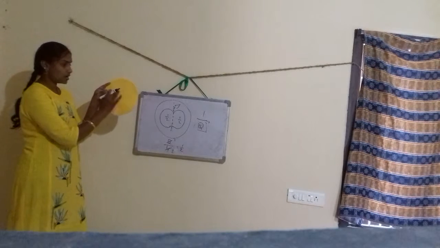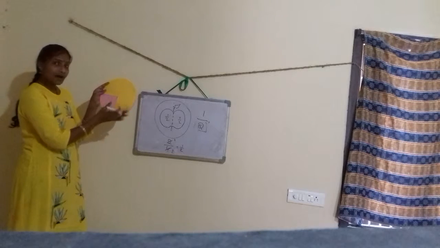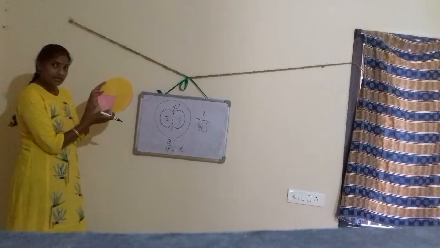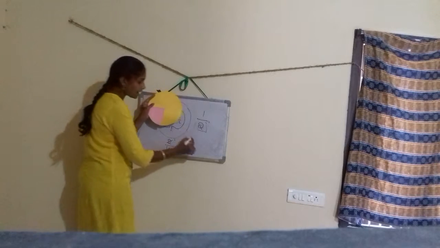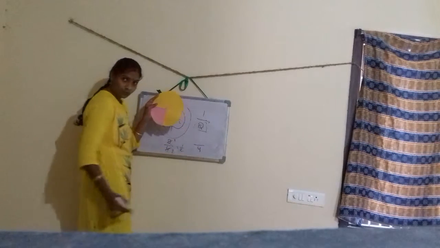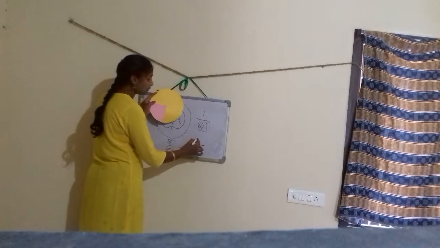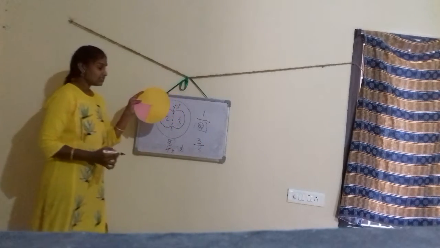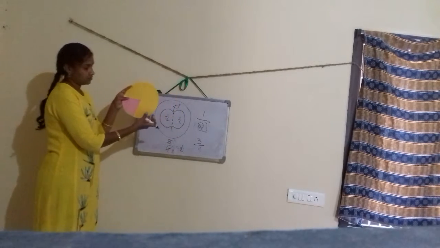Next, see here. 3 parts: 1, 2, 3. Out of 4 parts, the yellow part is 3 parts. The total parts we have to write as the denominator, which is 4. And the yellow color part is only 3 parts. So the fraction of the yellow part is now 3 by 4.